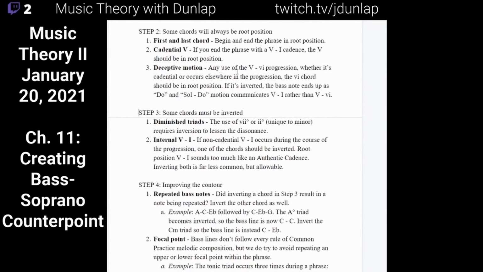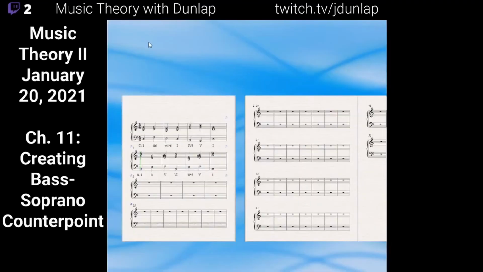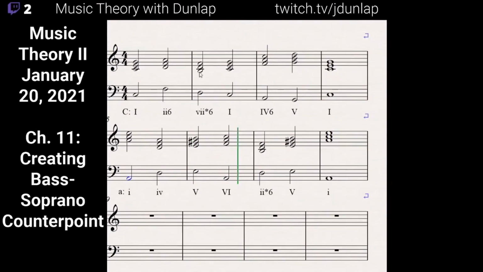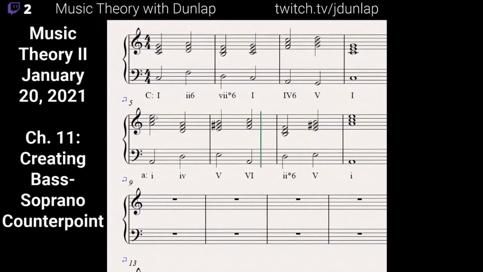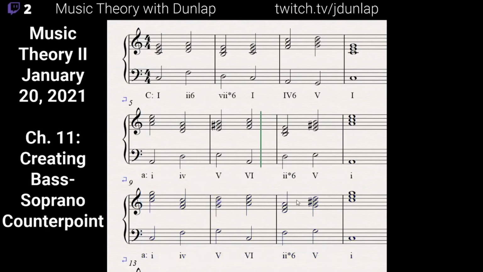Deceptive Motion. We want to make sure that 6 is not inverted. So check it out. We didn't invert 6. Here's what it would sound like. This is very fast. Slow that down. Okay, I'm going to do something down here. I'm going to do this same chord progression in C major. So you can hear the problem.